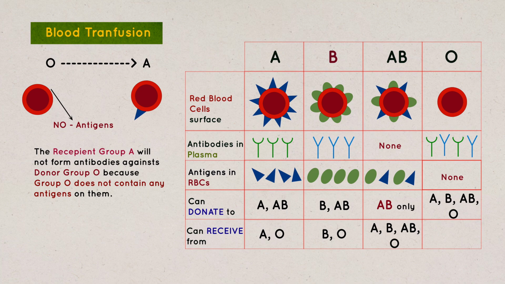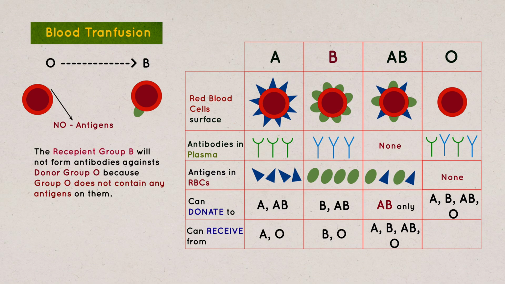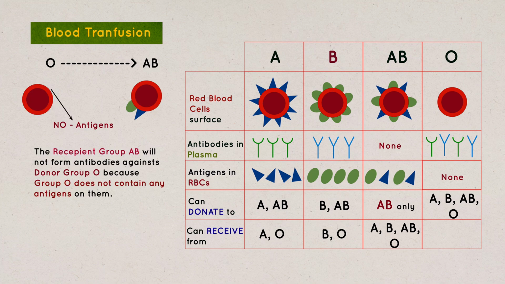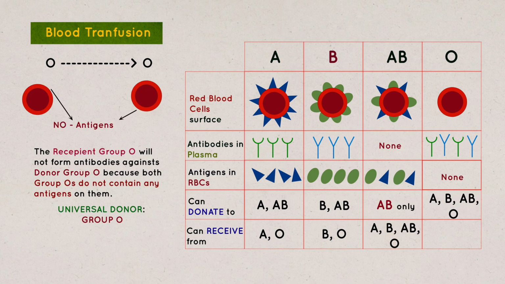Similarly, group O can donate blood to group B because the donor group O doesn't have any antigen, so the recipient group B will not produce any antibody. Group O can donate blood to group AB because the donor group O doesn't have any antigens, so the recipient group AB will not produce any antibody. Group O can donate blood to group O because they both lack antigens, which doesn't trigger either of them to produce antibodies. They are like cool friends.